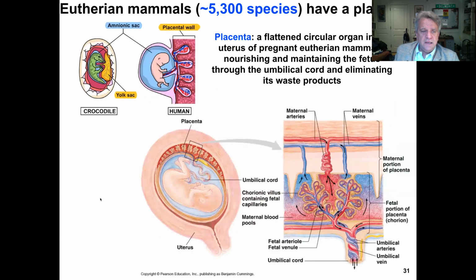Okay, then in our part of the mammalian tree, we are eutherian mammals. That is placental mammals. And there's about 5,300 species. So most species, most of mammalian diversity are placental mammals. And by definition, placental mammals have a placenta, which is a flattened organ in the uterus of pregnant eutherian mammals that provides nourishment and maintains the fetus through an umbilical cord that allows it not only to feed it for gas exchange, but to eliminate its waste products.